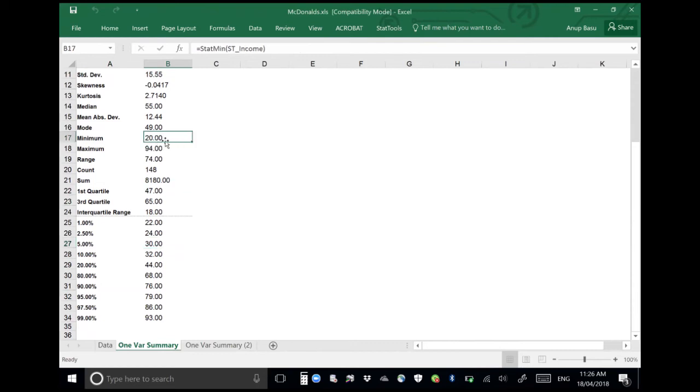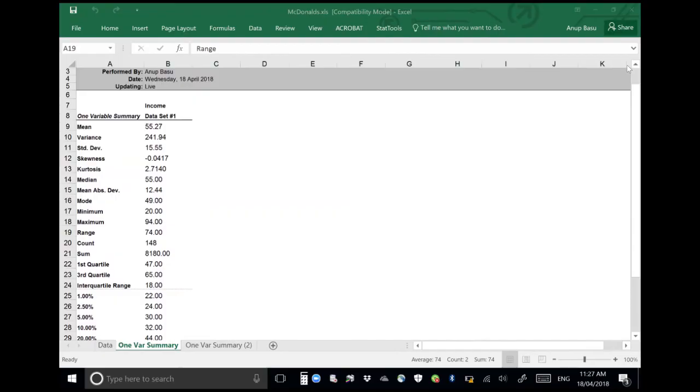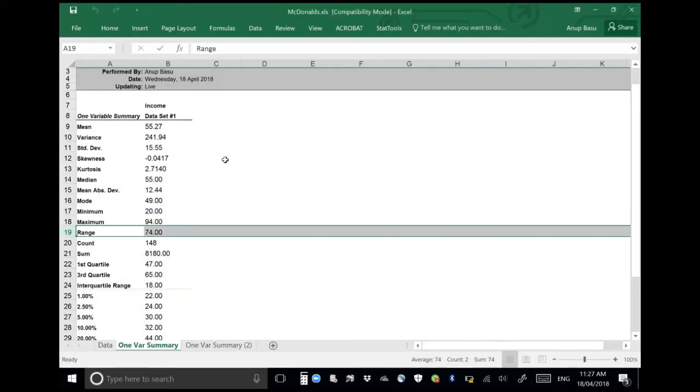The minimum income of a customer in the data set was $20,000, and the maximum was $94,000. And obviously the range is the difference between the minimum and the maximum, which was 74,000. All these different measures of dispersion are also available under the same menu in StatTools. You just have to use the summary statistics function in StatTools to understand the descriptive stats, the measures of central location, as well as the measures of dispersion within a variable in the data set. Thank you.